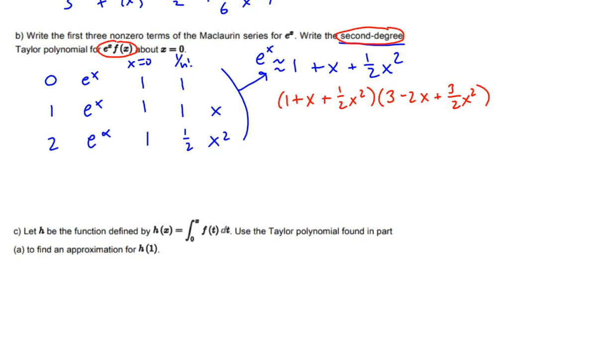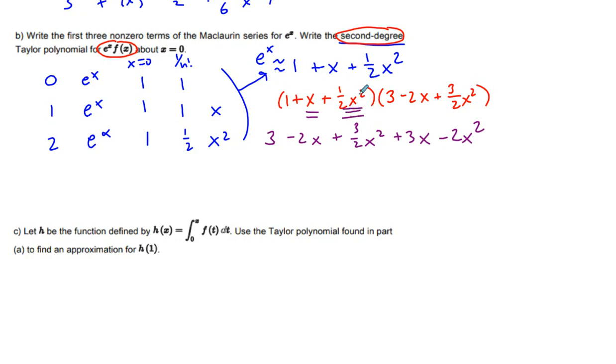So let's see what we get if we do that. We get 1 times 3. We get 1 times negative 2x and 1 times 3 halves x squared. Now I'll go back and I'll do the x's. X times 3, x times the negative 2x. And if I do x times the last term, that's cubic. Don't want that, so we'll stop.